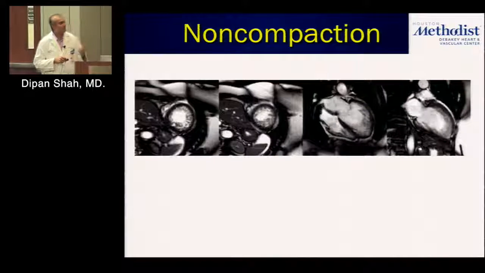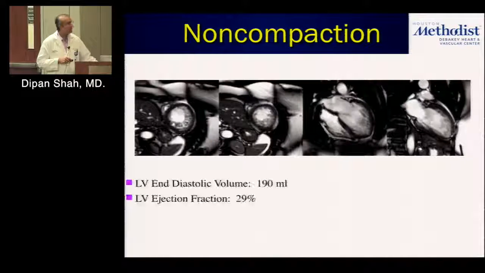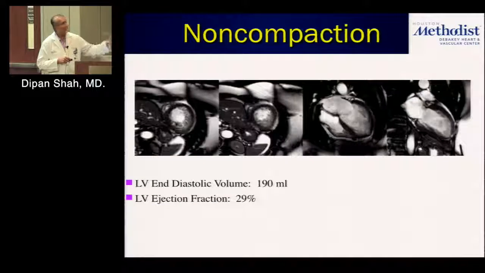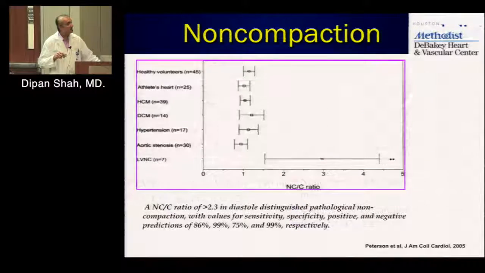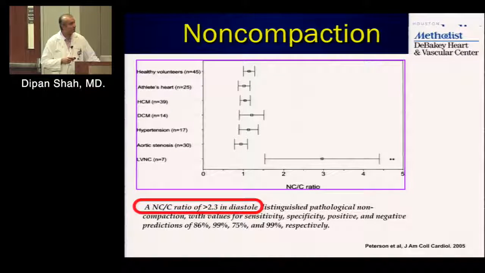For patients with non-compaction, CMR can be helpful in identifying the ratio of the compacted to the non-compacted myocardium. In several studies, they've demonstrated that a ratio in diastole of greater than 2.3 provides pretty good discrimination. This is different from the criteria you're used to by echo, where you're doing systolic measurements. There are also some CMR criteria looking at systolic measurements, but probably the most classic one is a diastolic ratio of 2.3 to 1.